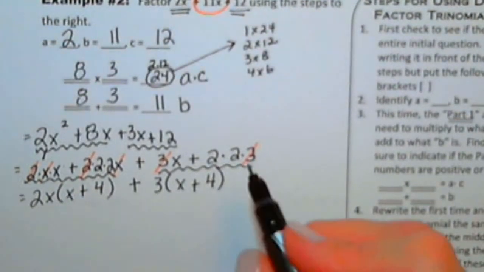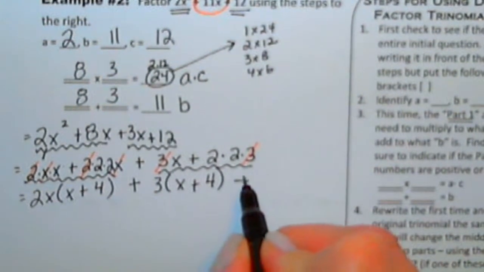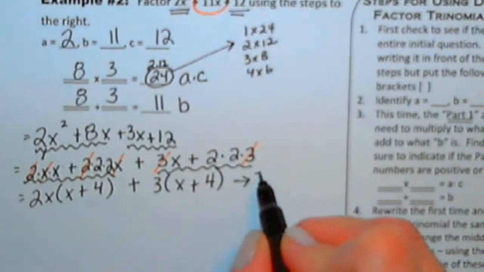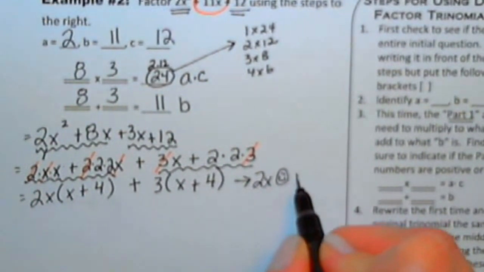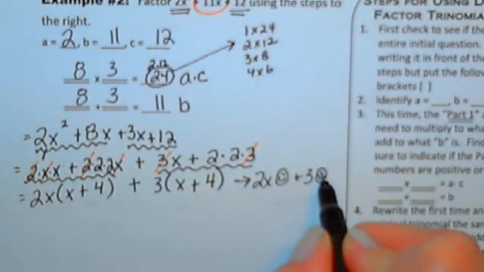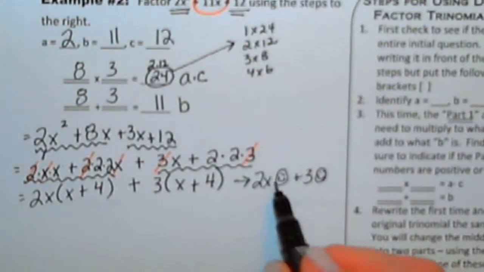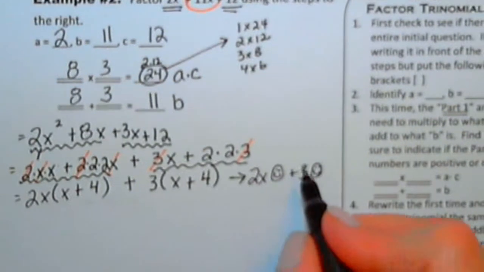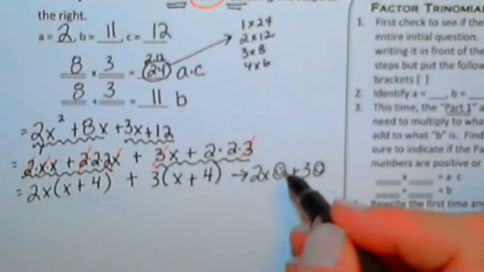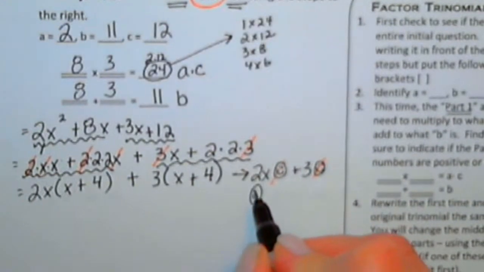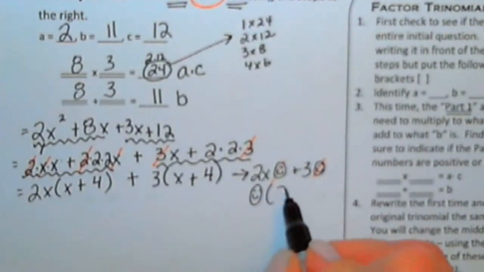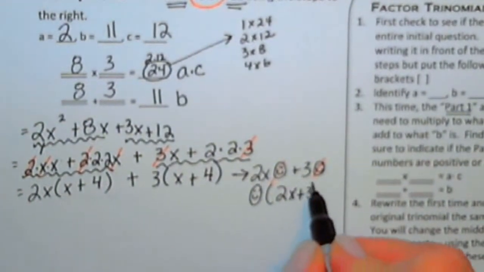Now, what's interesting is you have 2x times an x plus 4 plus 3 times an x plus 4. And I want you to think of this in kind of a weird way for a second. If I gave you a 2x happy face plus a 3 happy face, what's the GCF between these two? Well, they both have a happy face, right? So you put the happy face down. What are you left with? Well, you're left with the 2x plus 3.